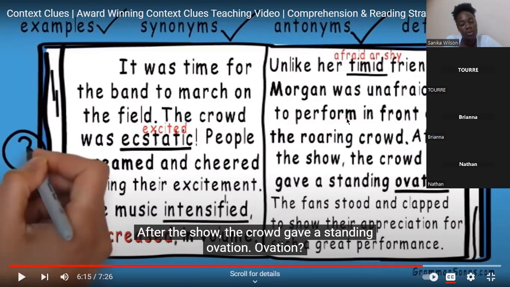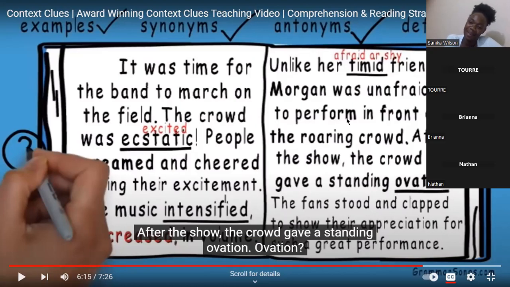So, do we agree with that? Let me ask my gentlemen first. Do we agree with that? Is she correct, Torres? Is she correct, Nathan? Miss Brianna, come answer, miss.